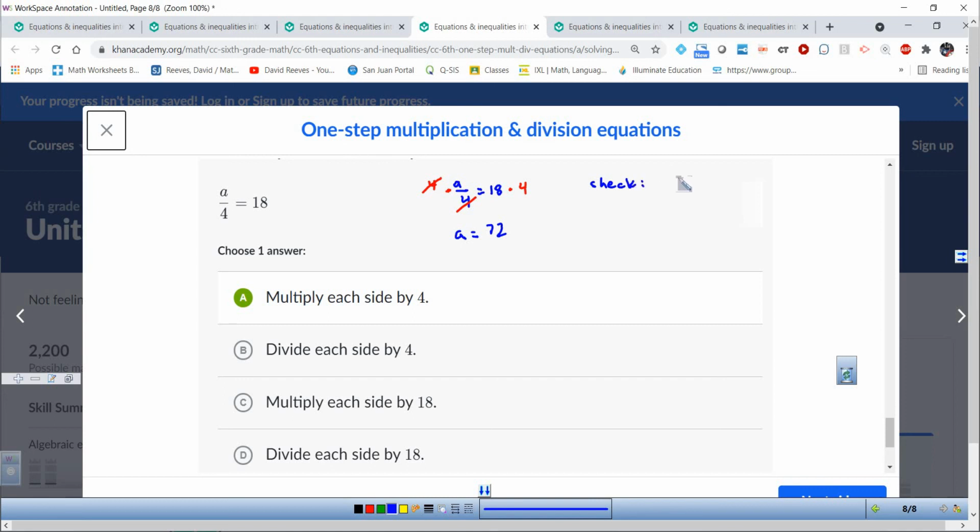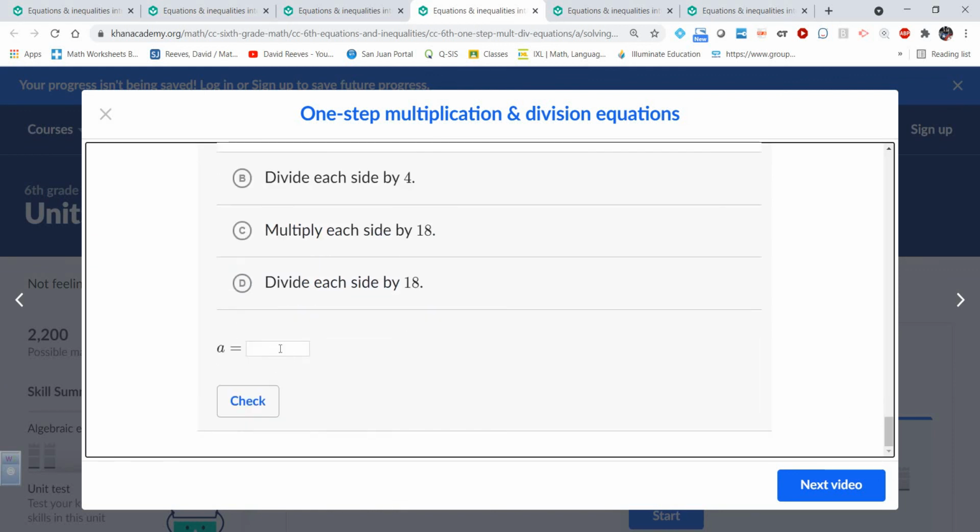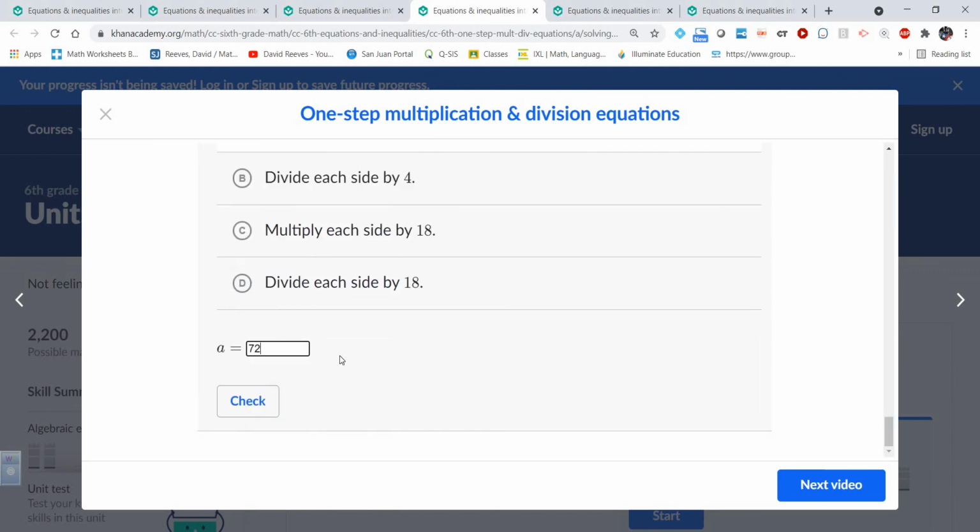So what are we going to do? We're going to check it. Well, we know that a divided by 4 is 18. That's our true equation that they gave us. The question is, does 72 keep it true when we put it in there? 72 divided by 4, does it equal 18? And guess what? It does equal 18. 18 is equal to 18. It checks. So our solution is a equals 72.